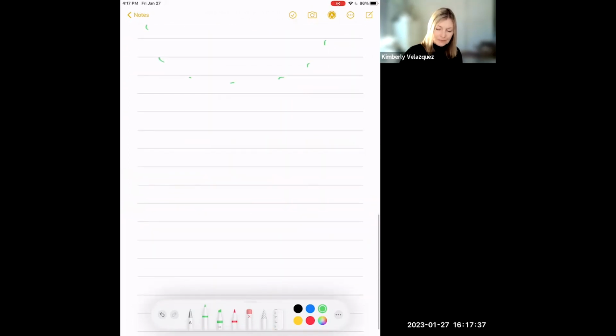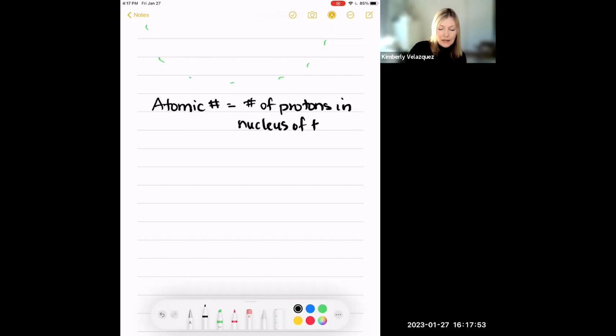And so let's write that down. The atomic number equals the number of protons in the nucleus of that atom. And everything on the periodic table is arranged in order of atomic number. So hydrogen is the first element on the periodic table, and it has an atomic number of 1. That means that hydrogen has 1 proton in its nucleus.